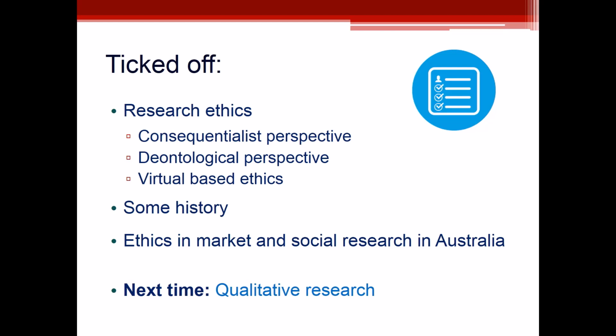Alright, in terms of this video, what you can tick off having achieved is an understanding of three broad perspectives of research ethics that can dictate whether or not someone experiences an ethical dilemma or how they might think about an ethical stance. That's the consequentialist, deontological and virtue-based ethics perspectives. We went through some of the history of ethics and why we have the principles in place today, and also some of those ethical frameworks that we have for market and social research in Australia. For the next video, we'll be talking about qualitative research.